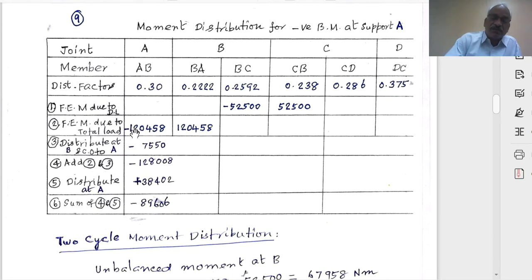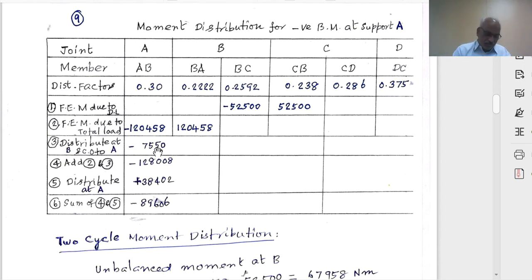Here we write the moment due to the total load, minus 120,458 and 120,458. Here, due to the dead load only, minus 52,500 and 52,500. Now we know the fixed end moment sign: left hand side is minus, right hand side is plus. And this we are not considering. You just ignore span CD now.